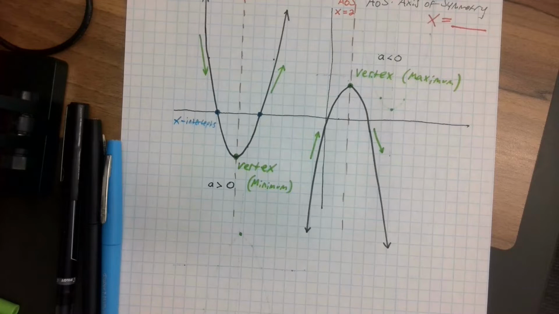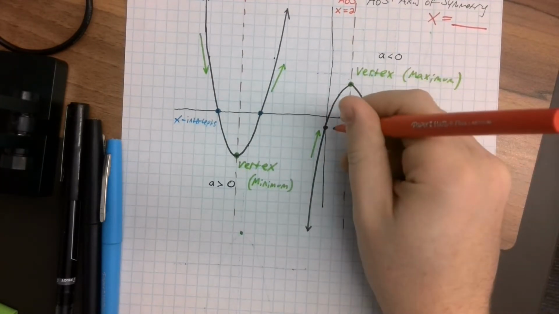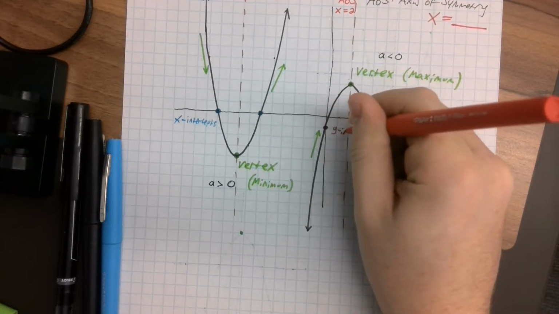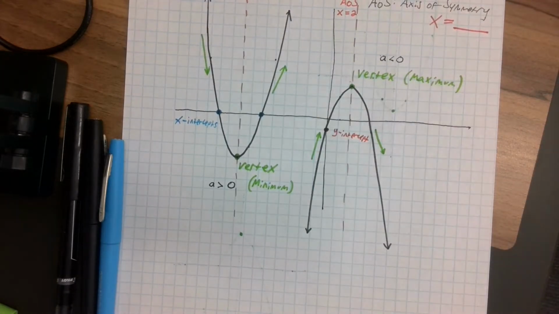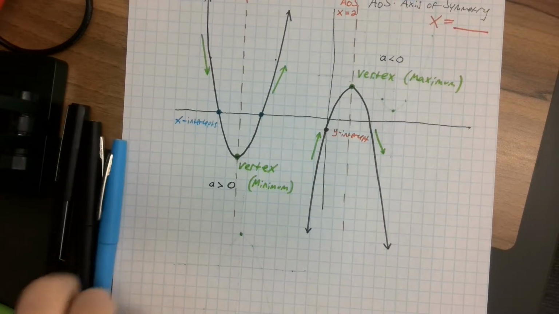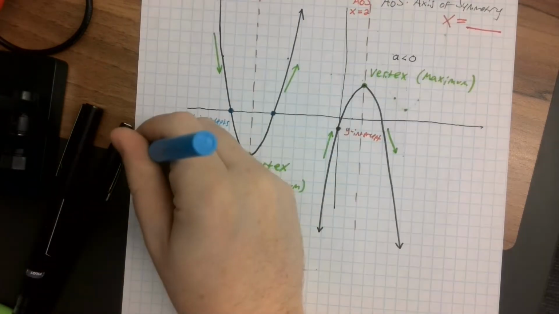X-intercepts are where it crosses the x-axis. That must mean that a y-intercept, like the one right here, is where it crosses the y-axis. There is something very important to note about these x-intercepts and y-intercepts. I'm going to write them over here on the side.